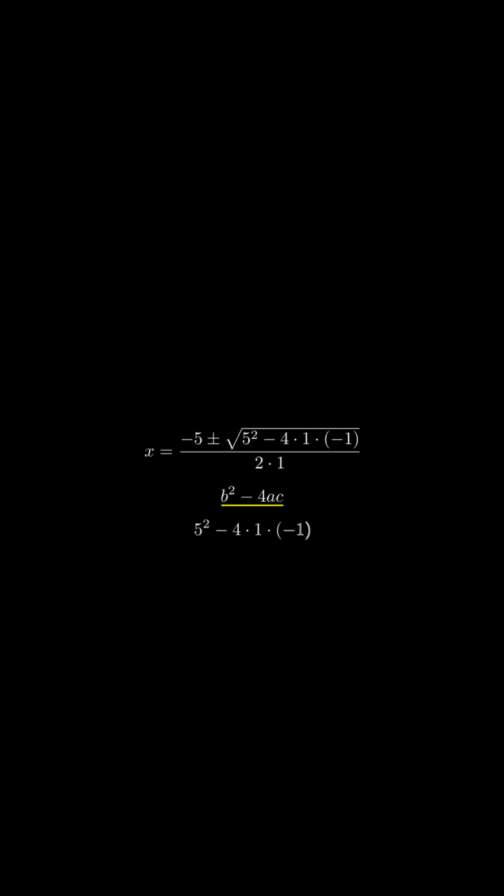Since b equals 5, a equals 1, and c equals negative 1, we get 5 squared minus 4 times 1 times negative 1. We start by calculating 5 squared, which equals 25. This is the first term of our discriminant. For the second term, we multiply 4 times 1 times negative 1. The 1 doesn't change the value, so we're essentially multiplying 4 by negative 1, giving us negative 4.